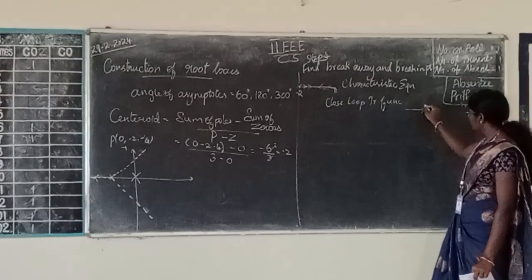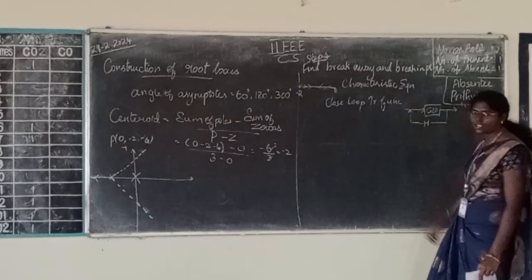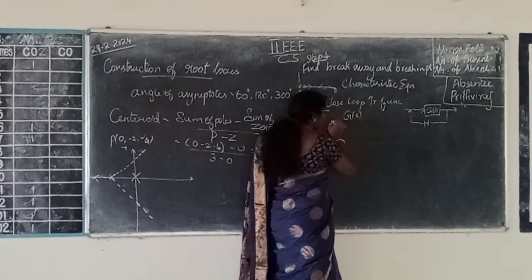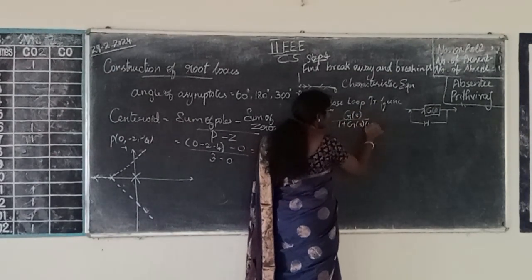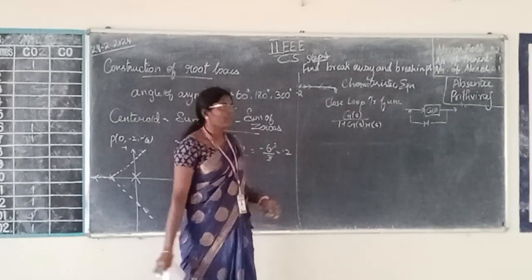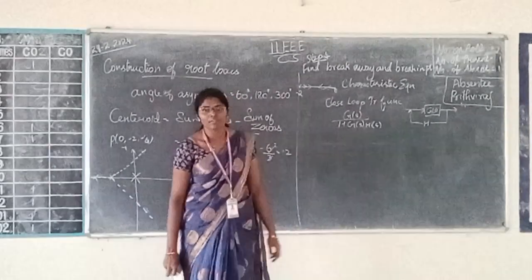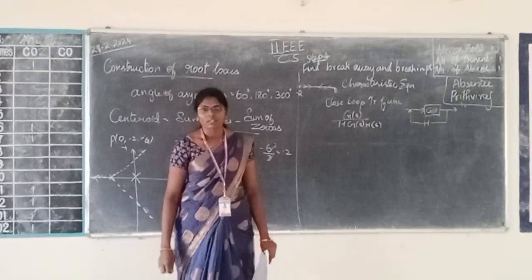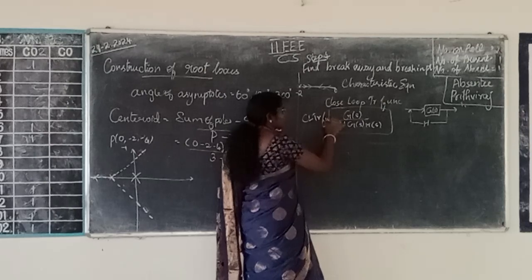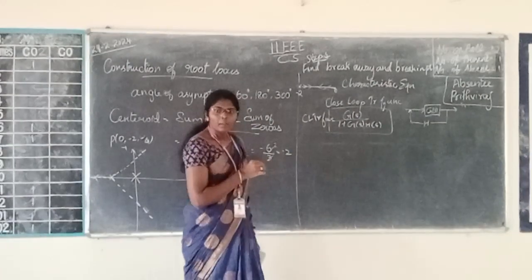That is G of S, the output there. The closed loop transfer function will be H, right? So, what is the transfer function for the closed loop system then? G of S divided by 1 plus G of S into H of S. Okay, so this is the closed loop transfer function, and by using this we are going to find out the breakaway point.